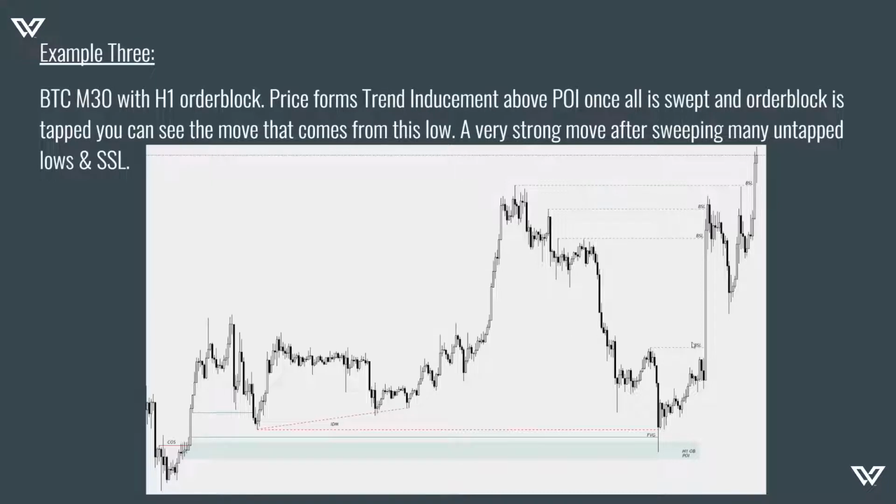Example 3, this one would have taken a while to do step by step, so I've just done it all on one chart. Bitcoin M30 with H1 order block. So this is our H1 order block down here. We're looking at the M30 time frame right now. Change of structure. We have this M30 order block untapped with an M30 fair value gap.